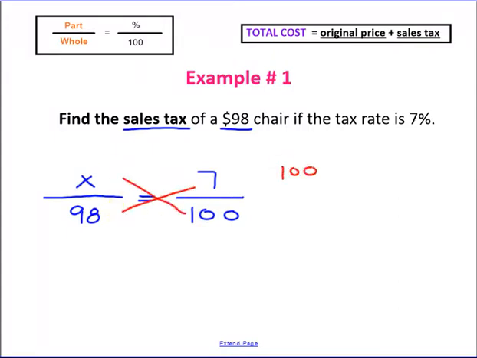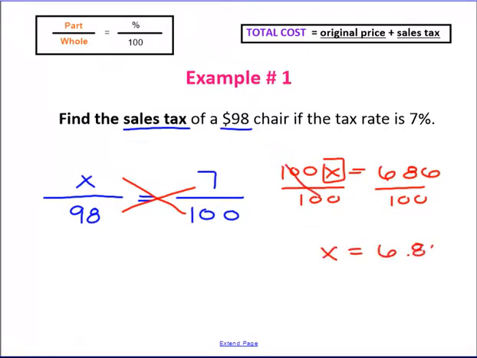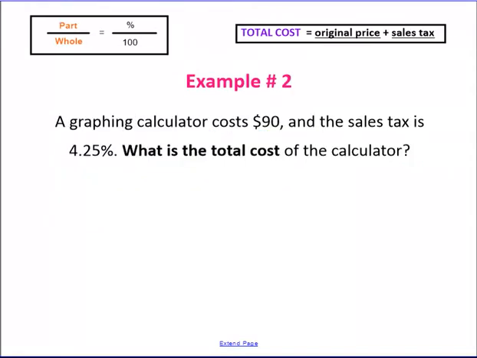100 times X is 100X, and then calculate 98 times 7, which is 686. Box the variable, divide both sides by 100. This cancels, and X is going to equal 6.86. That means that this 7% sales tax on the $98 chair is $6.86. Now, if it had asked us to find the total cost, I would have taken this and added it back to the $98.